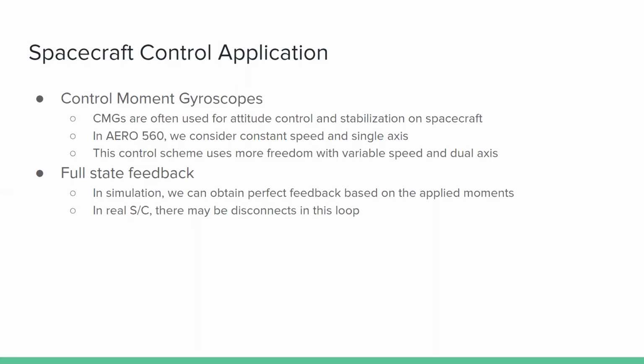All right. So in real application, these CMGs could be used to stabilize the spacecraft due to vibration. And CMGs are often used for attitude control and stabilization of a spacecraft. In our class, we only really consider single axis and constant speed though. So this would be adding a couple more levels of complexity as we'd be changing the speed, and we would have one extra gimbal frame.